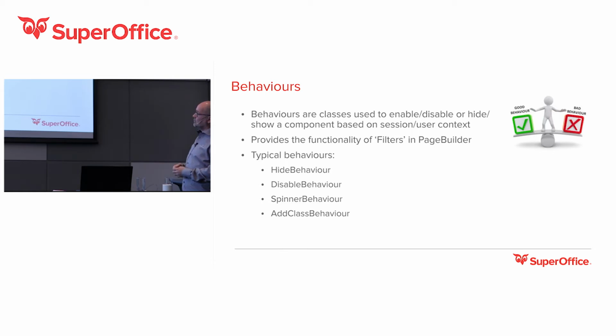The typical behaviors we have are hide behavior, disable behavior, something called spinner behavior, which is a little spinner. If something is true, it will spin something in the DOM element of the component. And you have add class behavior, where you can add CSS classes based on rules.